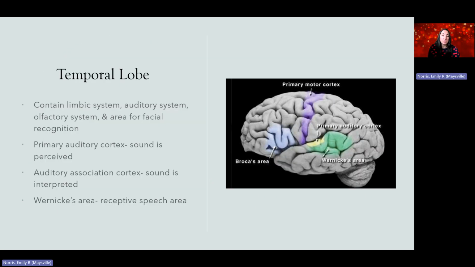All right, your temporal lobe. This is where the limbic system is. Your limbic system has some of your basic functions like your hunger drive, your sex drive, also connected to emotions and things like that. The temporal lobe also contains your auditory system, your olfactory system, so the sense of smell, and some of your areas that help you recognize faces.